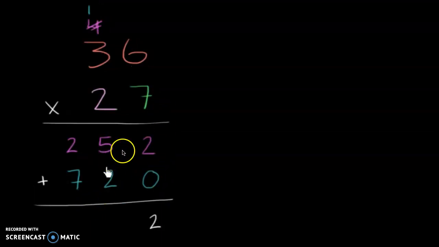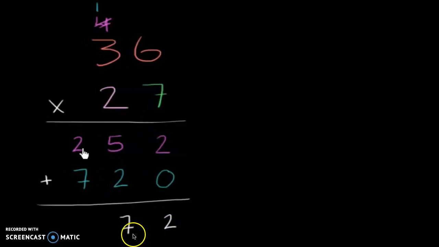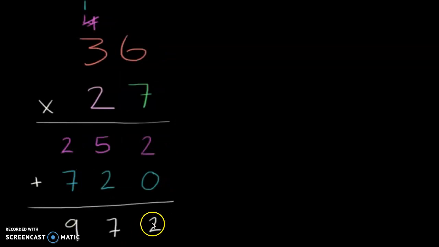Again, super important that your work is nice and organized so that all of your place values are lined up. 2 plus 0 in our ones place, we've got a 2. Moving over to our tens place, we've got 5 plus 2, which is 7. Moving on over to our hundreds place, we've got 2 plus 7 is 9. Put it all together and we've got 972. 972 is the product of multiplying together 36 times 27.